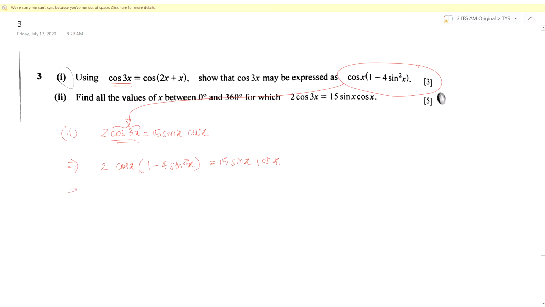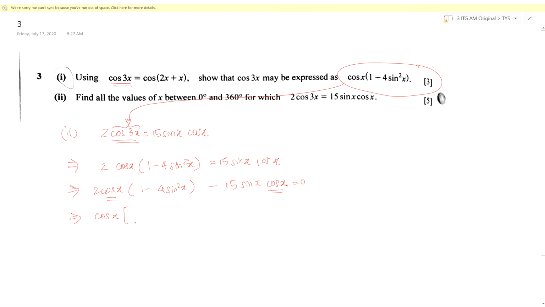We end up with 2 cosine x times 1 minus 4 sine square x minus 15 sine x cosine x equals 0. The reason why we are doing this is because I do not want to divide both sides by cosine x, because that will potentially cause me to lose some solutions. So from here on, we see that cosine x is again a factor, and we should factorize it out.